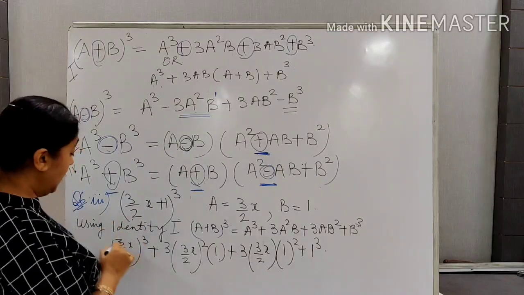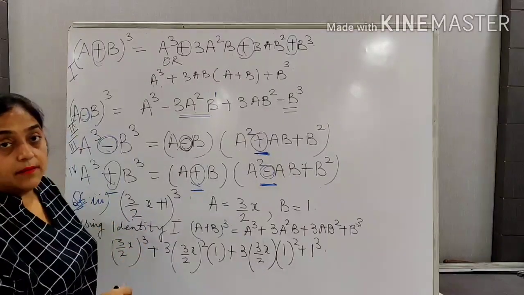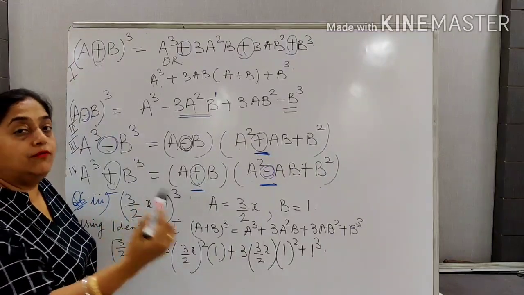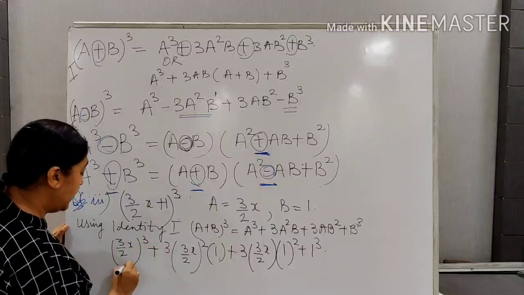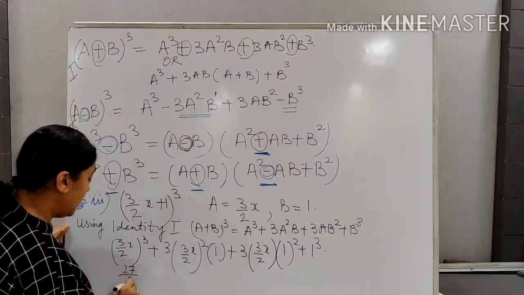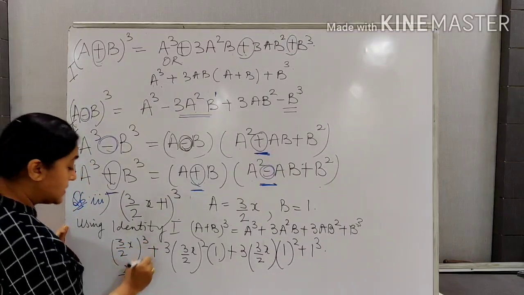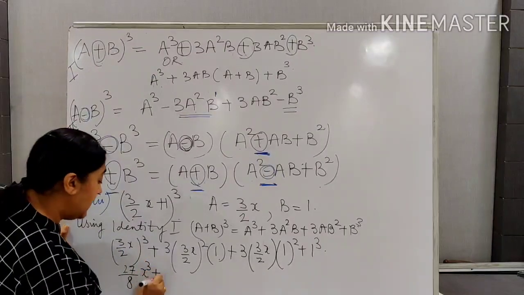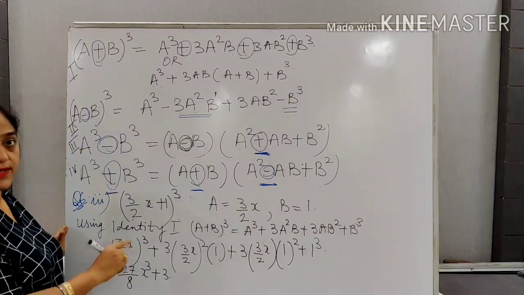See, it is a rational number. So, you will take the cube of 3 and you will take the cube of 2 also. So, what is 3 cube? It is 27. What is 2 cube? It is 8. What is x cube? You will write it as x cube only. Right? Similarly, let this 3 be here because we haven't solved it.